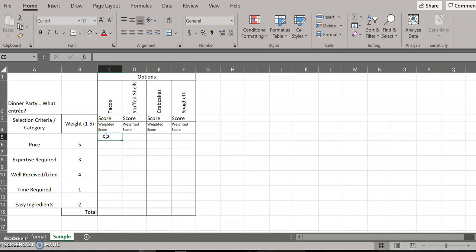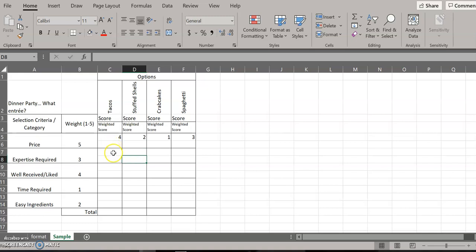Okay, so I've got price. Which one of these is the cheapest? Which one of these is the most expensive? Probably the cheapest one is going to be either tacos or spaghetti. So I'm going to put in here, that's going to be a 4. And I'm going to put over here in spaghetti, a 3. Stuffed shells and crab cakes are probably going to be the more expensive ones. So I'll put crab cakes as the most expensive and stuffed shells as the second most.